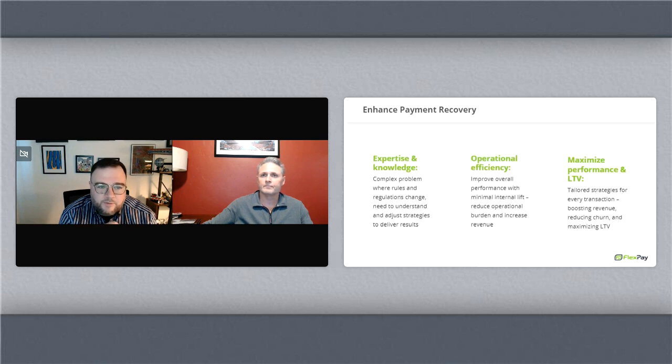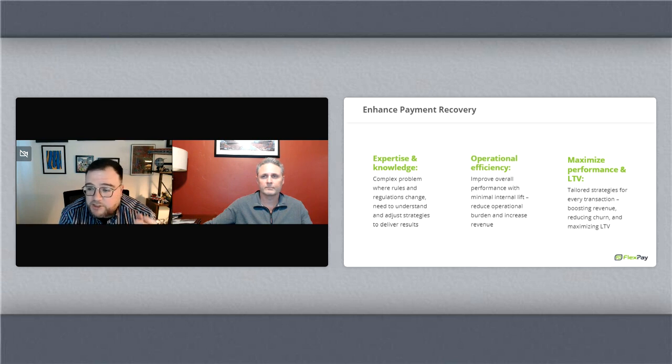Some of the enhanced payment recovery solutions. So why you would use an enhanced payment recovery solution. These types of solutions, FlexPay being one of them, have expertise and knowledge in the complex problems that we're dealing with. We really work on synthesizing everything that we described in the chaos of recovery slide, and leveraging the AI and the machine learning models we have to make the best decisions for you moving forward.